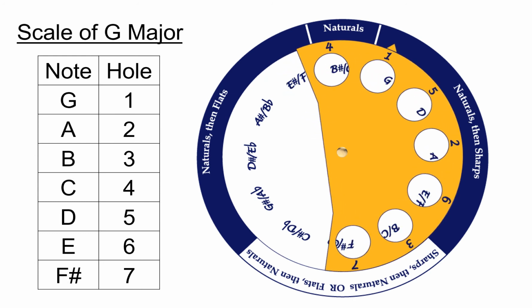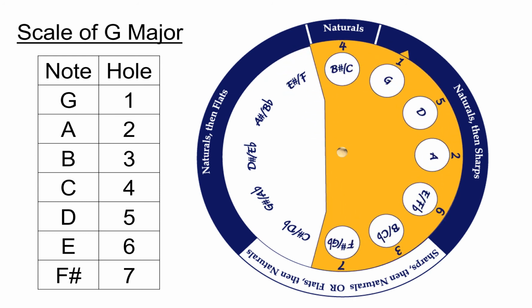Now, let's construct the scale of G major by putting G in hole 1. In this position, the pointer indicates the section naturals, then sharps. So, in this scale, natural names are used whenever possible. If this is not possible, sharp names are used. Therefore, the notes in the scale of G major are G, A, B, C, D, E, and F sharp. Once again, all 7 letters are represented.